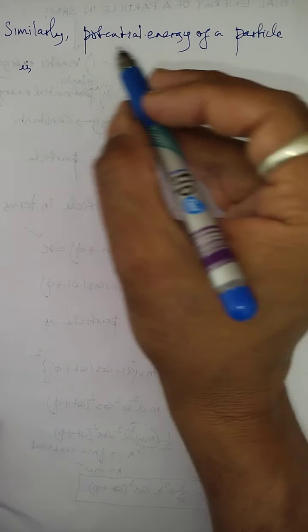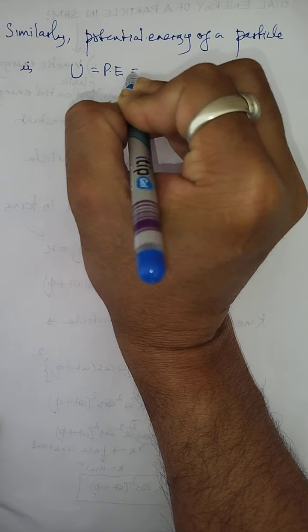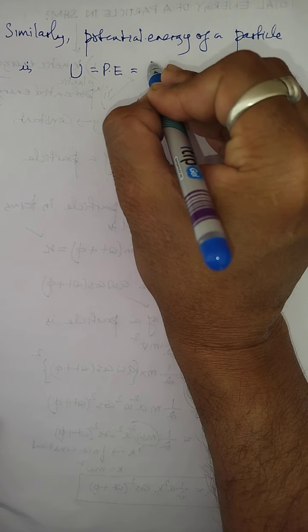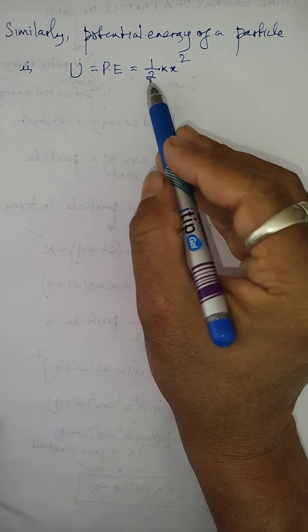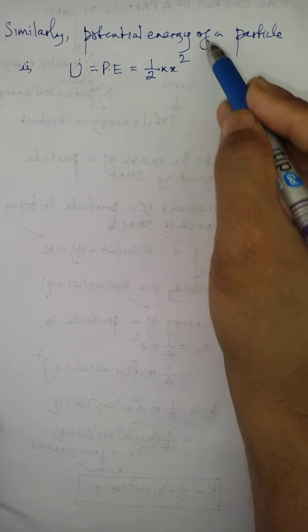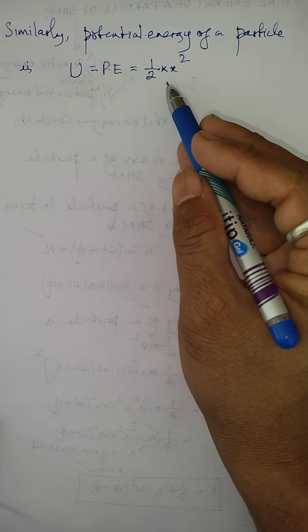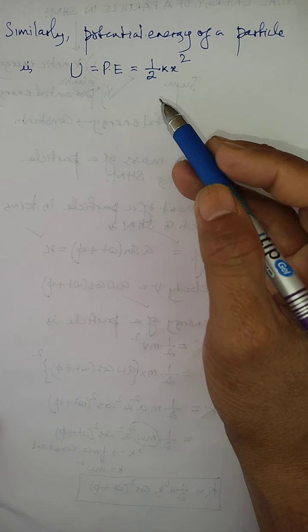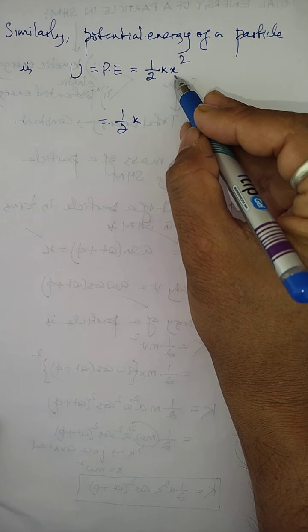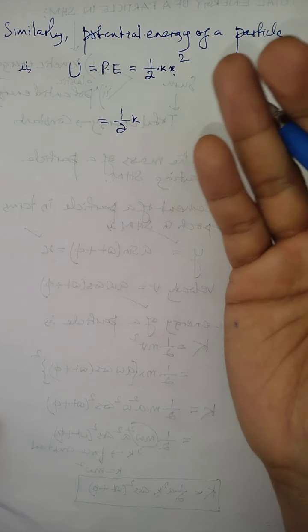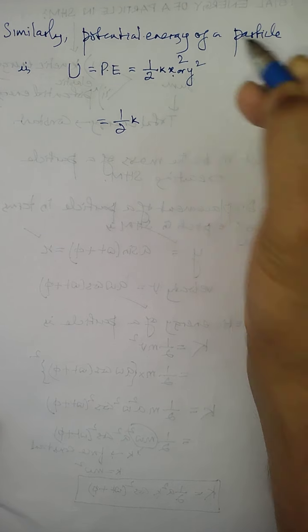The potential energy of a particle in simple harmonic motion, we can write by symbol U, or simply PE. We write this potential energy as elastic potential energy, half k x square. Half k x square is the elastic potential energy of a particle under simple harmonic motion. We have done this energy part in the chapter work, energy and power. Now let me substitute the value. Half k, and x is the displacement of the particle. Displacement can be along the x-axis or y-axis; whether you write x or y, both are correct.